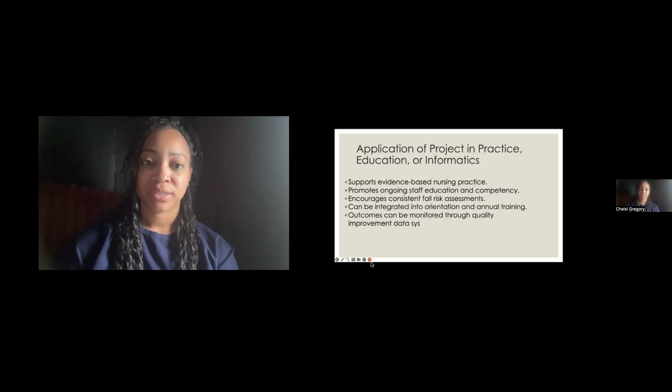Application of the project in practice: this supports evidence-based practice. It promotes ongoing staff education and competency. It ensures consistent fall risk assessments, and outcomes can be monitored through quality improvement.